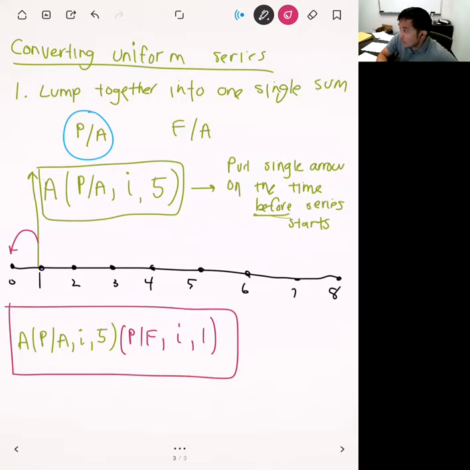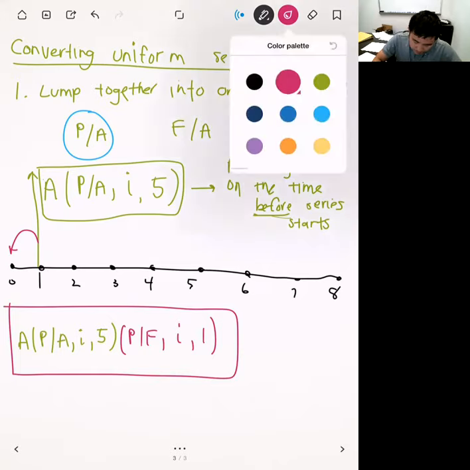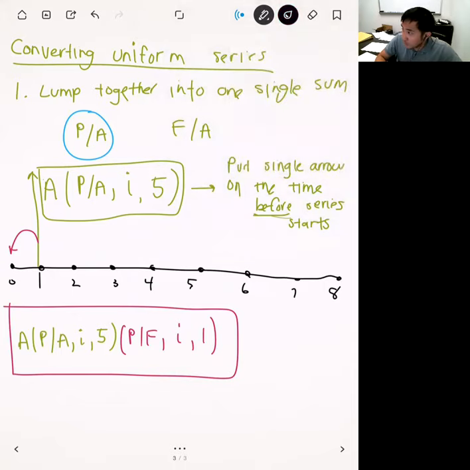And so what that P over F does is that it moves that arrow from year 1 to year 0. And so these are the two conversions that you would have to do in order to move that non-standard uniform series back down to year 0.